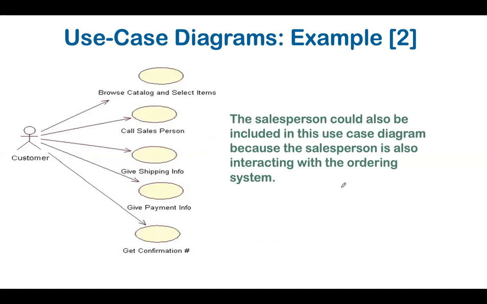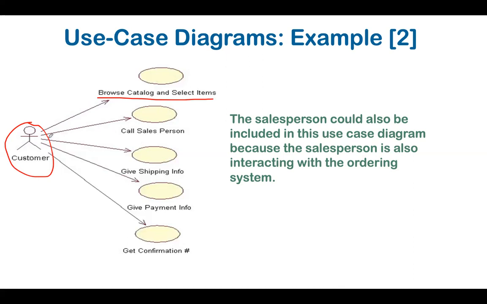Yeah. We have the user here who is the customer, and we have the different use cases of browsing catalog and selecting what items. Then after that, they can call. These ones can be inside the use case, only that the words were long that they could not fit in, but they are already what? Inside. Now, call sales person, give shipping information, give payment information, then get confirmation number.